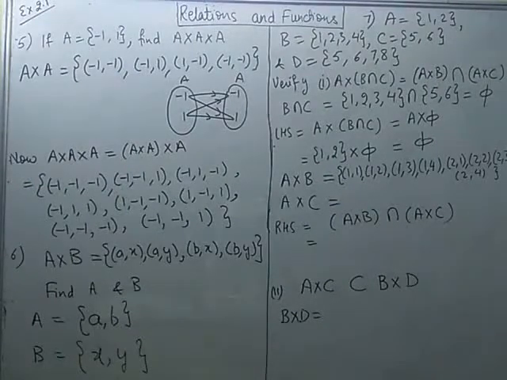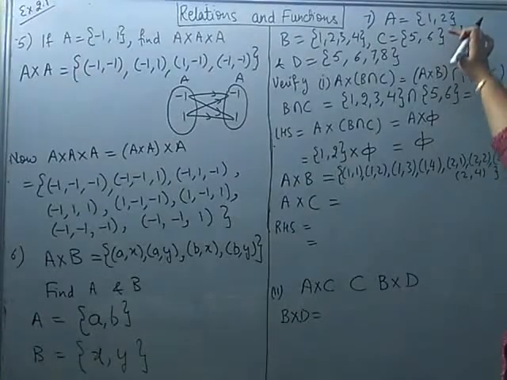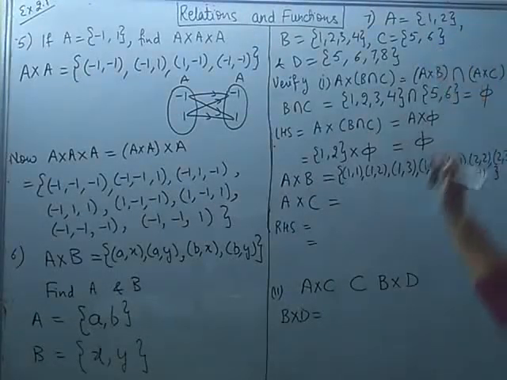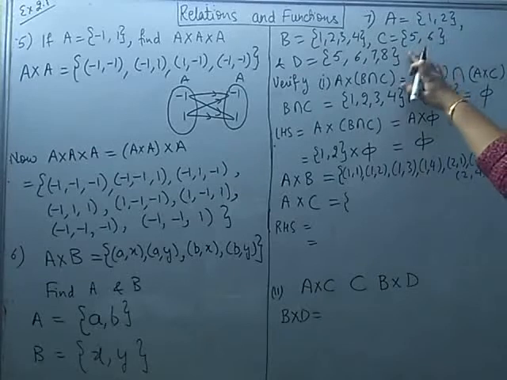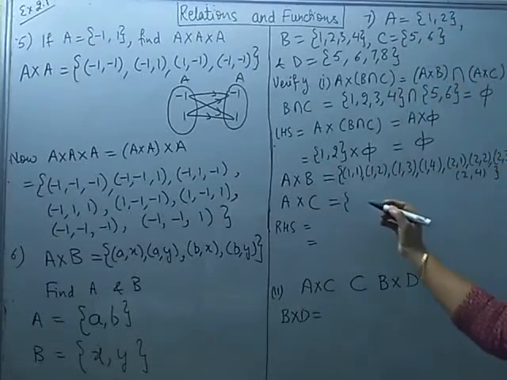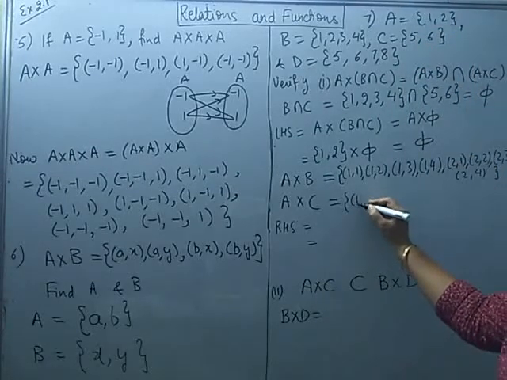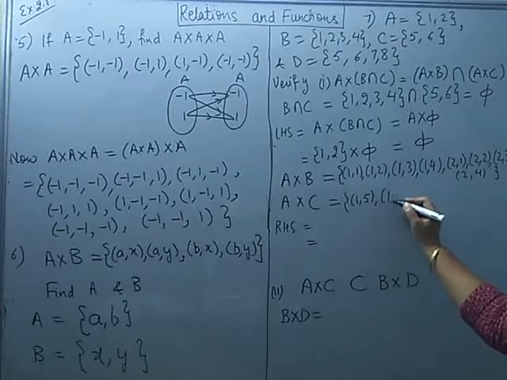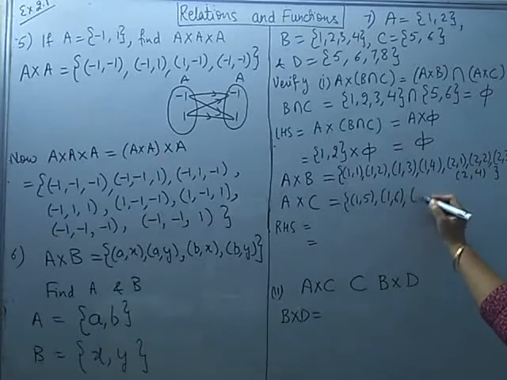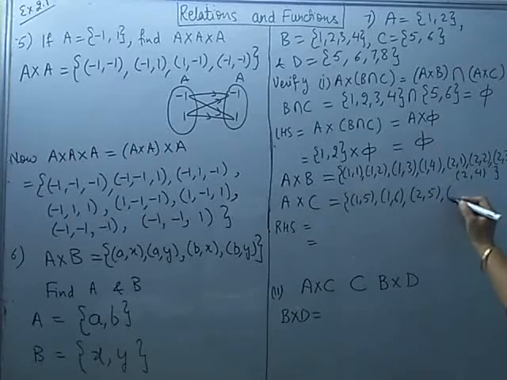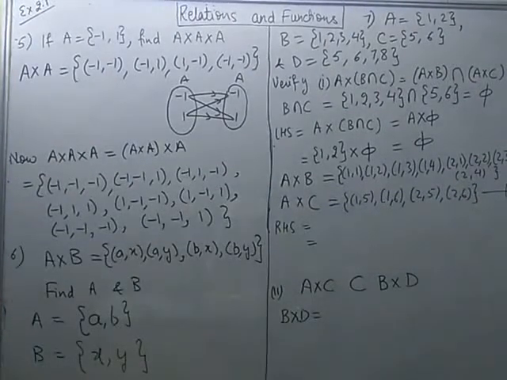Then let us check the other one, which is A cross C. So this time pairing of the elements of A with C. First 1 will pair with 5 and 6, then 2 can pair with 5 and 6. So the possible pairs are (1,5), (1,6), then (2,5) and (2,6). Okay, so this is A cross C.